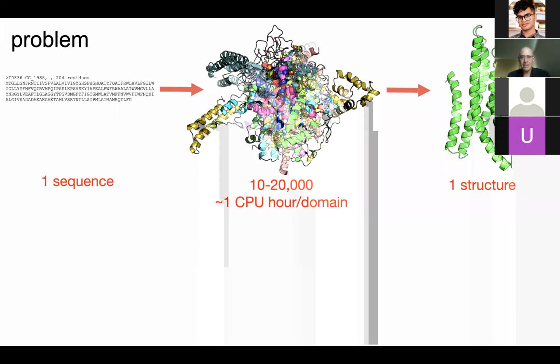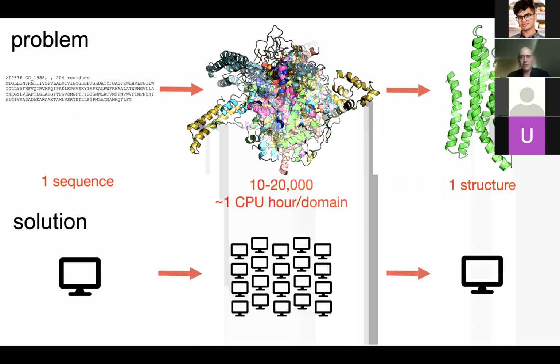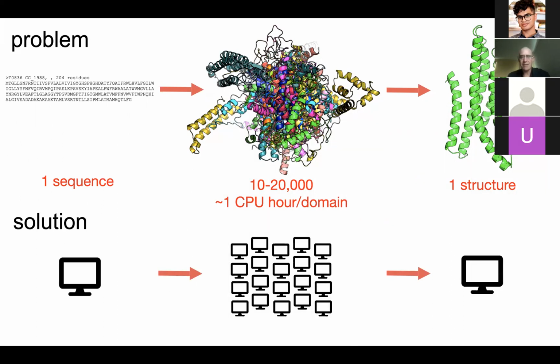The problem is that for each protein sequence, it can take about 1 CPU hour per domain, and there are 10 to 20,000 domains, and then at the end of that, 10 to 20,000 trials that you have to do to get a convergent structure, and at the end of that, what you get is one structure out of it. So the solution is to split up all that work massively in parallel over the World Community Grid, where we're using spare cycles on many people's computers to do it, then aggregating the structural information at the end together with Rich Bonneau at the Flatiron.